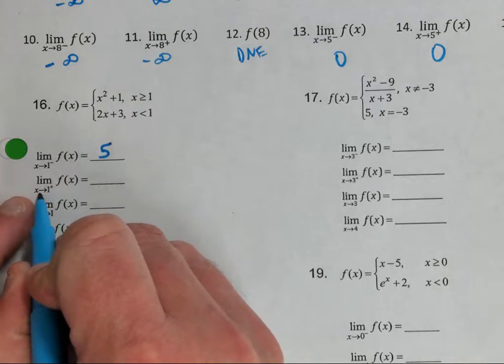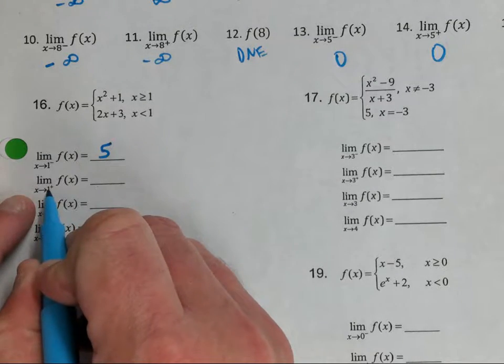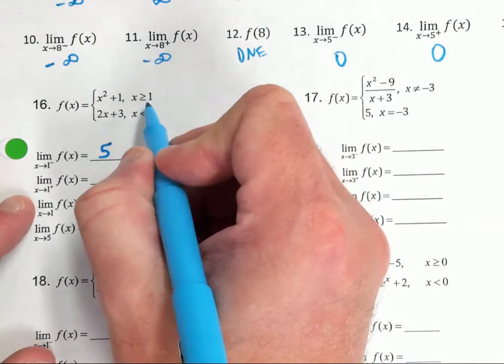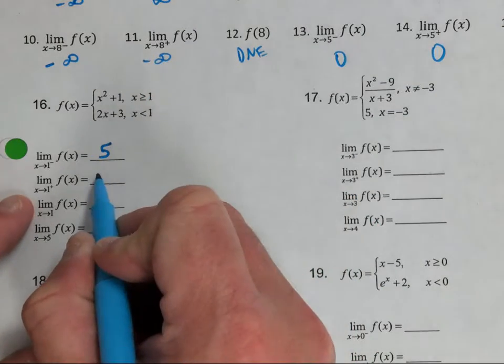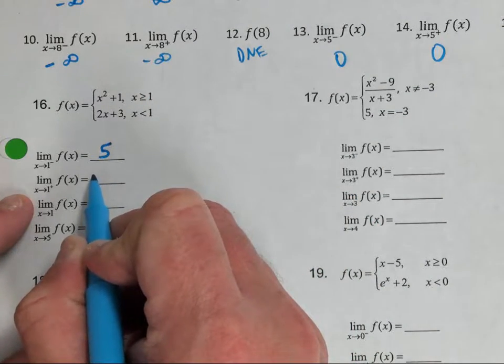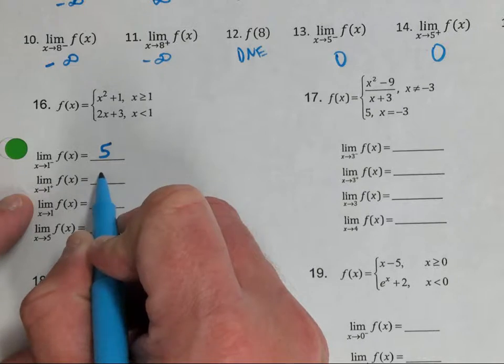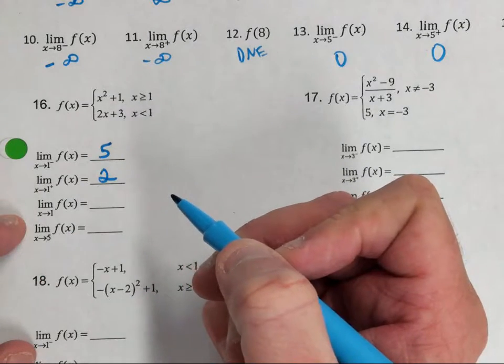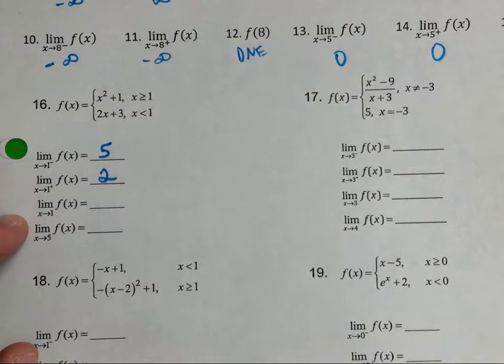Okay, this is as x approaches 1 from the right side. So I would plug that into which one? Top. Very good. 1 squared is 1 plus 1 is 2. So I did the left part, the right part.